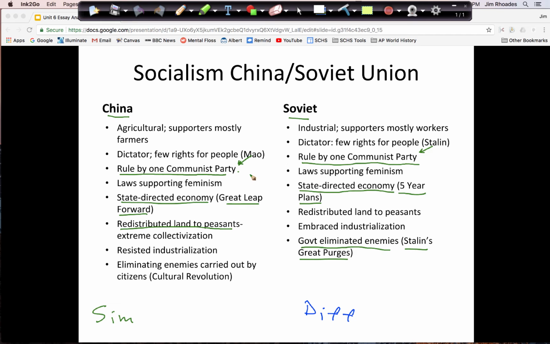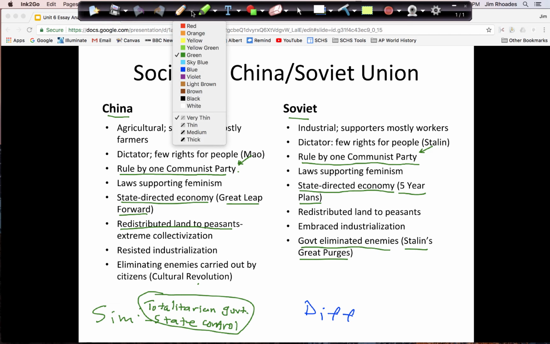So when I look at both sides and what I've got in green here, I think I can sum this up with a totalitarian government, with a totalitarian government and state control. And that'll work for a similarity. Now let's keep with the same brainstorm and look at the difference.